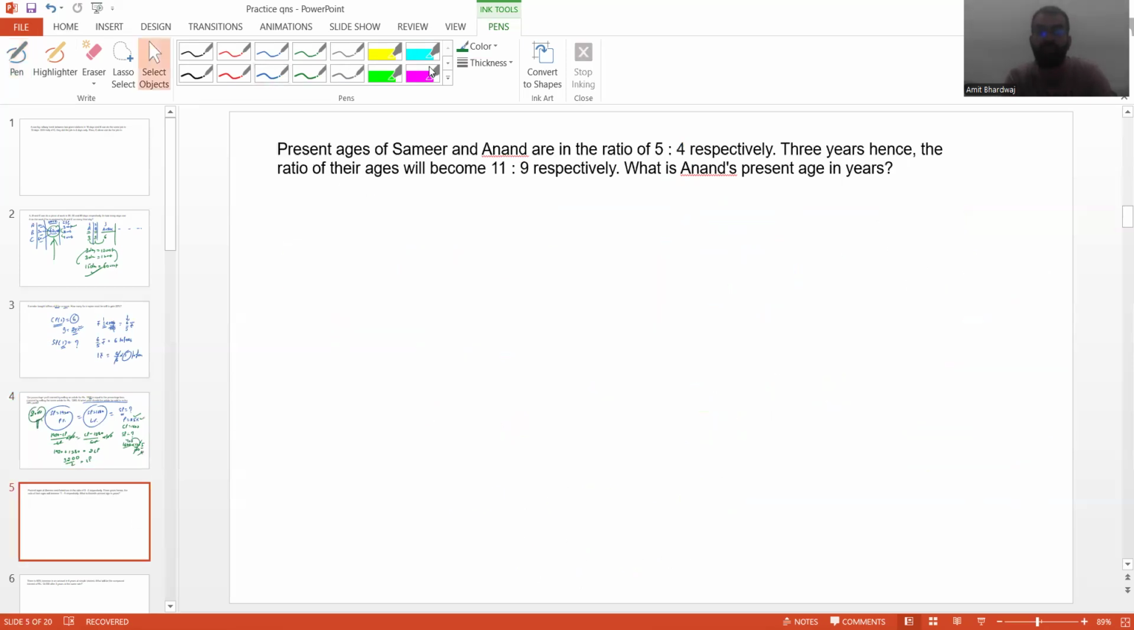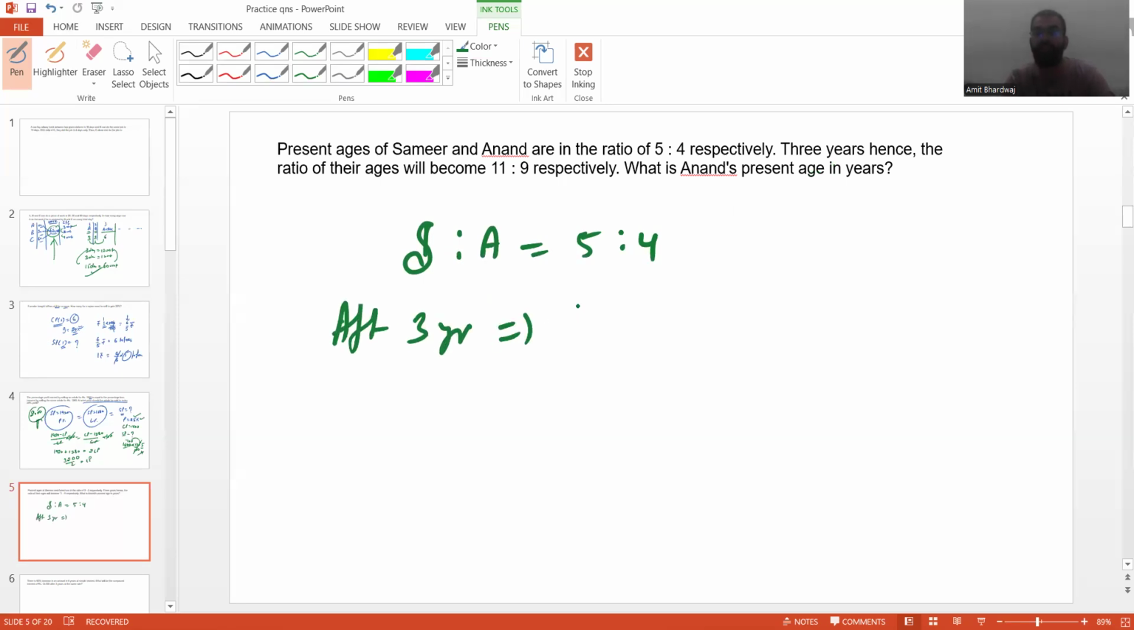Next question we have is, this is from the ages, right? Present age of Samir and Anand are in the ratio 5:4, right? 3 years hence means after 3 years, what will happen? Ratio of their ages will be 11:9. Okay. So Anand's present age you need to find out, right?